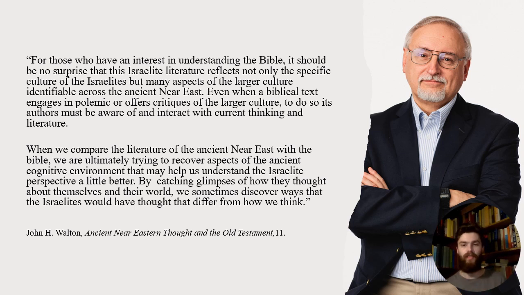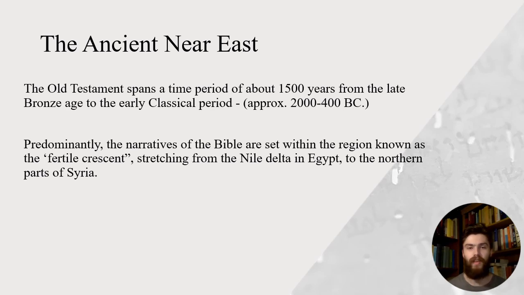So to do this, we need to understand the historiographical and geographical context, the ancient context that these pieces of literature were written in. This obviously takes us to what the ancient Near East is. So the Old Testament spans a time period dating from the early Bronze Age to the early Classical period, about 1,500 to 2,000 years. Again, the datings can differ. It depends on who you ask.